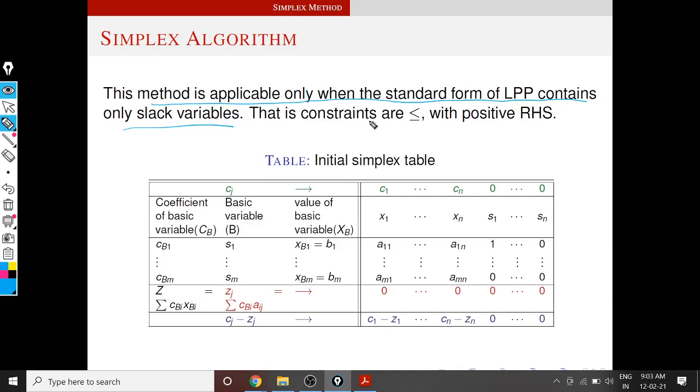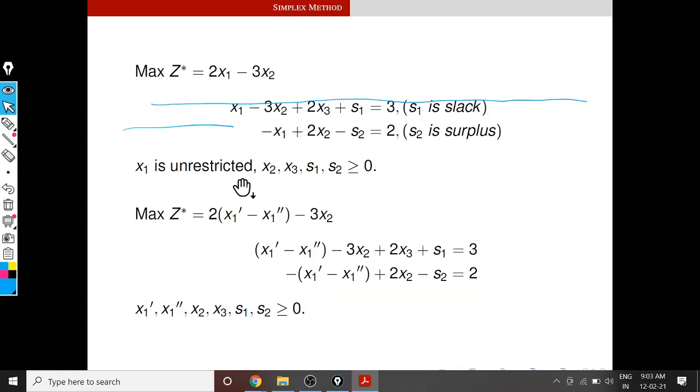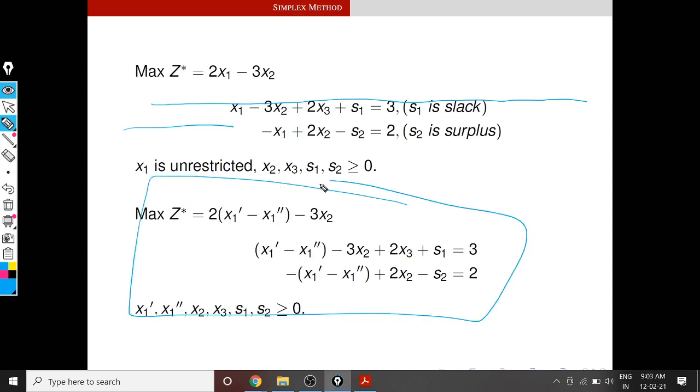In our previous problem, I think you can't apply the simplex method, because this standard form involves a surplus variable. This is a standard form, but it contains a surplus variable. So we can't apply the simplex method.